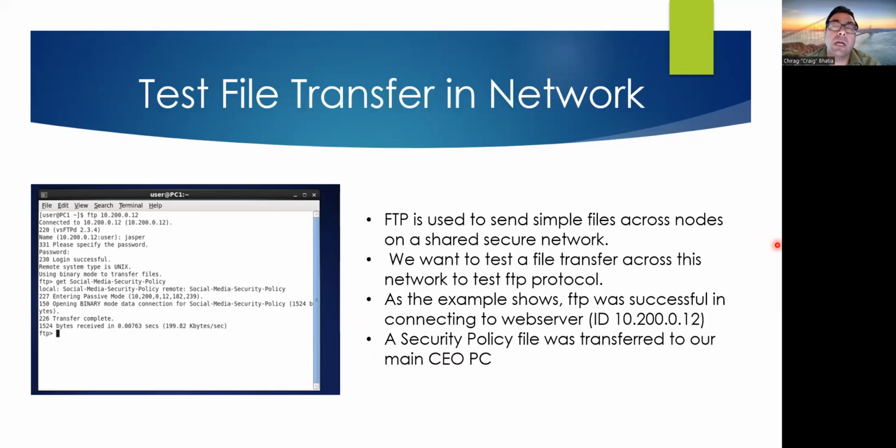Now we want to test for file transfer. Of course, we want to be able to see if simple files can be accessed and shared across nodes in this network. We'll do this by employing FTP, file transfer protocol, in this network. As this example shows, the FTP was successful in connecting with, this is the ID for our web server, which is where it's downloading the file from. Downloaded the file, this is the file name. It's a policy file. So that was successful. As you can see right here, the transfer occurred, and that's what we want. We want to be able to share files.